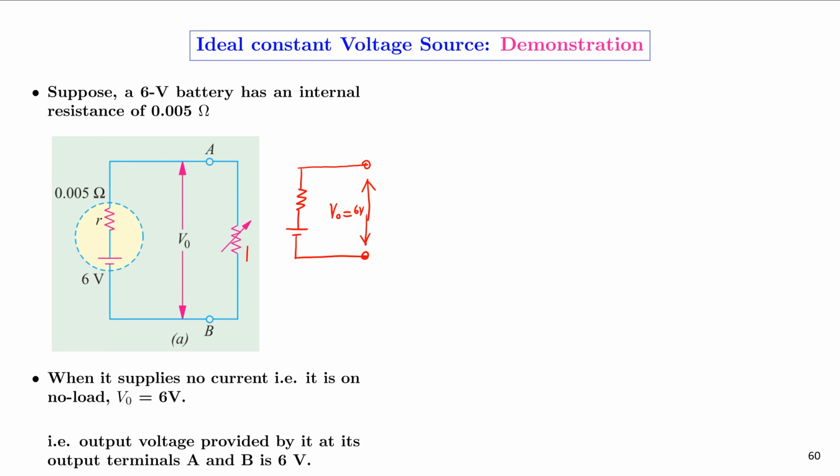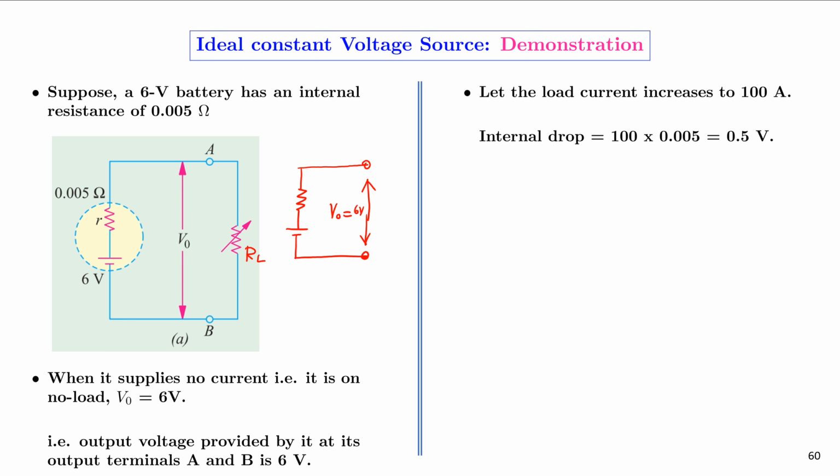Now let us assume that we connect a load resistor across A and B. When we connect a load resistor, the load current increases. Let us assume that the load current increases to a value 100 ampere. When the load current increases to 100 ampere, the potential drop across the internal resistance of the cell is 100 multiplied by 0.005, which is equal to 0.5 volt. Now in this case, the output voltage will be 6 minus 0.5, which is equal to 5.5 volt.